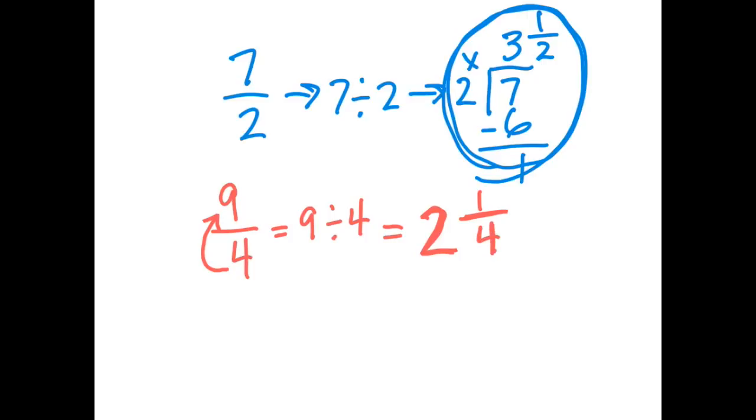So I can convert this without having to do long division every single time, just by thinking about how many of the denominator do I need to pull out of the numerator, and then whatever I have left over goes over my denominator.